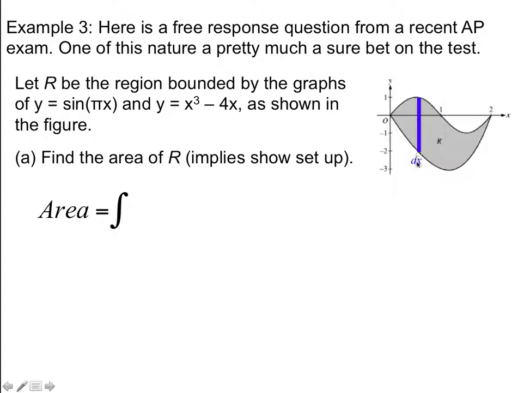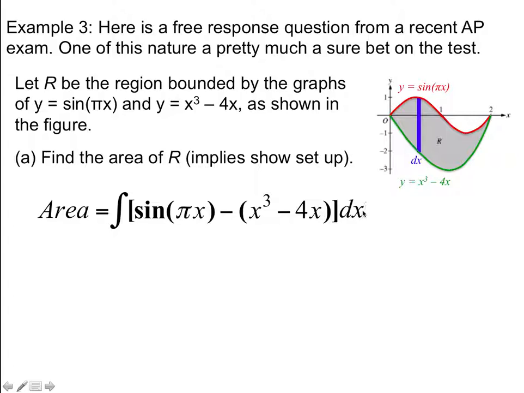Okay, and then this area is going to be, this upper curve is sine of pi x, and this lower curve is x cubed minus 4x. So the area then is going to be sine pi x minus x cubed minus 4x. And then we have our dx, that's our width. And then we're going to go from 0 to 2.